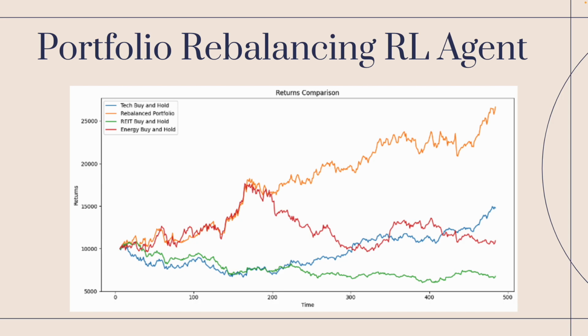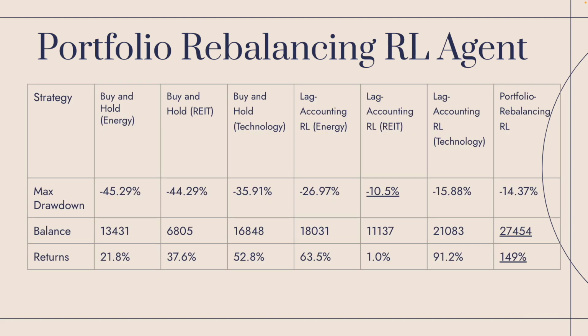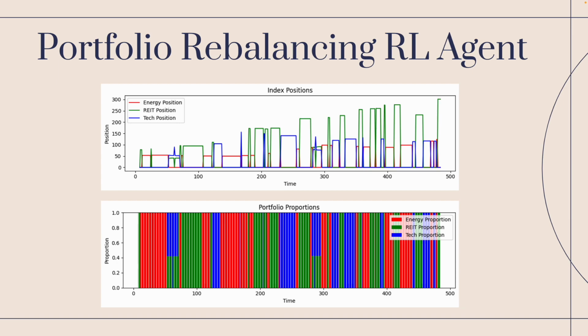Similarly, the decisions of the agents are simulated using a long-only strategy, and we can see that the rebalancing agent performs much better than buying and holding any of the individual indices. We see from the results that the portfolio rebalancing agent is able to generate 149% return on a $10,000 principal, yielding the highest return across all strategies with a decently small max drawdown. In this slide, we present the positions and the proportions of the portfolios as executed by the rebalancing agent.